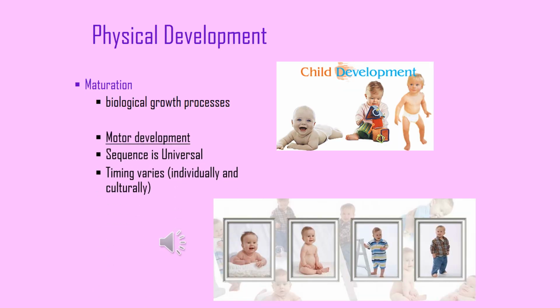Physical growth, or the biological growth process, we refer to as maturation. So the baby is maturing. Whenever we look at these physical milestones that children go through, we have to recognize that the sequence is universal, meaning every baby will go through the exact same sequence of physical development. However, the timing varies.